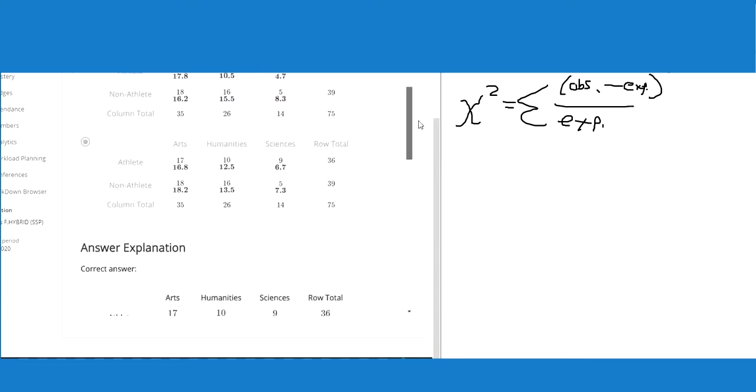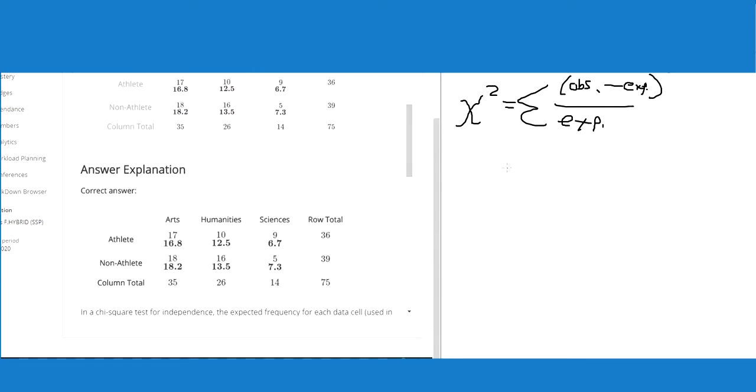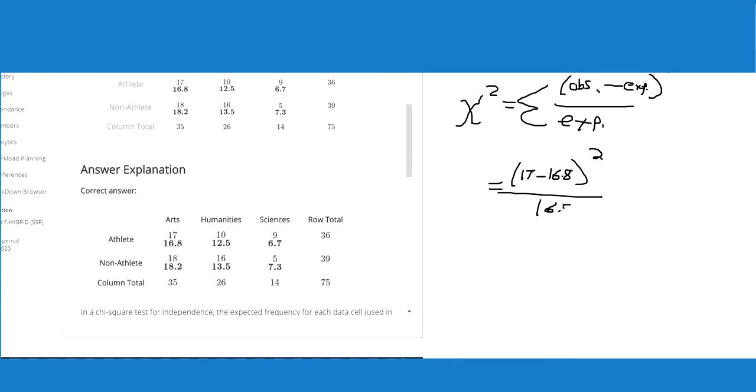It's actually going to be easier to look at this table up here because you've got the observed value right here. The first one is 17, what we observed. 16.8 was what we expected when we calculated that expected value, and then you divide by the expected value for that cell. So that's for this first cell. For the next one, for humanities, we put a plus symbol because we add them all up. Take the observed value of 10, subtract the expected value of 12.5, square the difference, then divide by 12.5. And then keep going until you've done it for all 6 of these cells. Remember, don't do it for the totals.